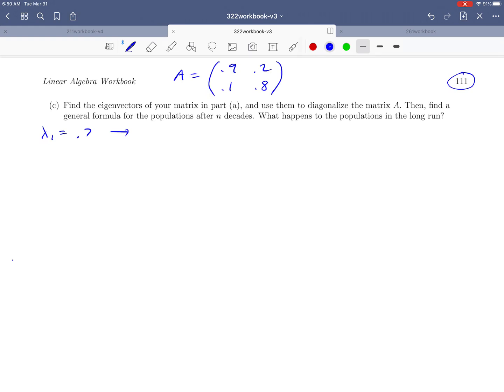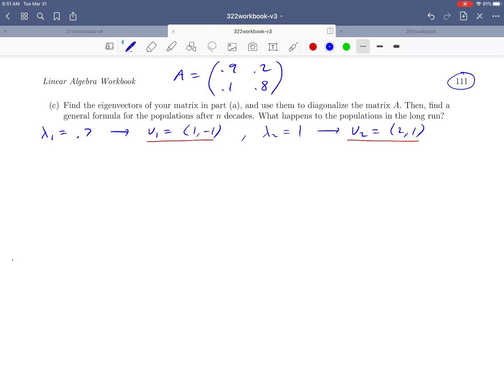Lambda 1 equals 0.7 is going to lead us to an eigenvector that looks like (1, -1), and then lambda 2 equals 1 is going to lead us to an eigenvector of (2, 1). Okay, and we're going to use those to do a couple of things here now.